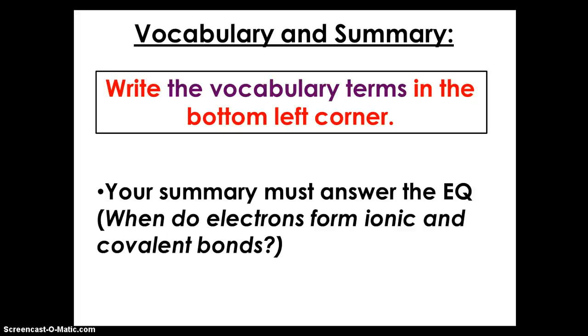And when you're done, write any vocabulary terms in the bottom left corner. Your summary must answer the essential question, which was, when do electrons form ionic and covalent bonds? And that's it for your notes.